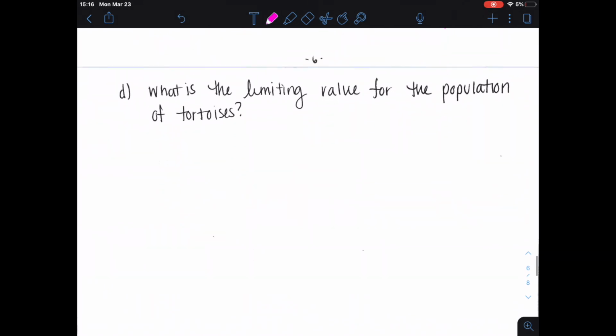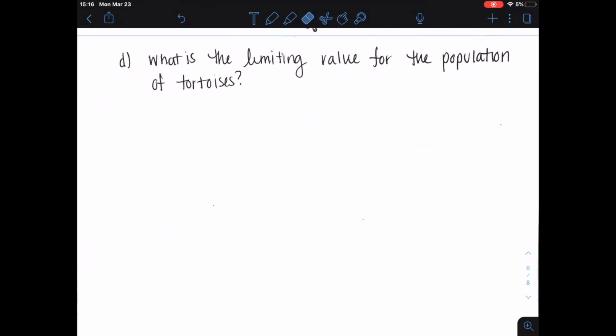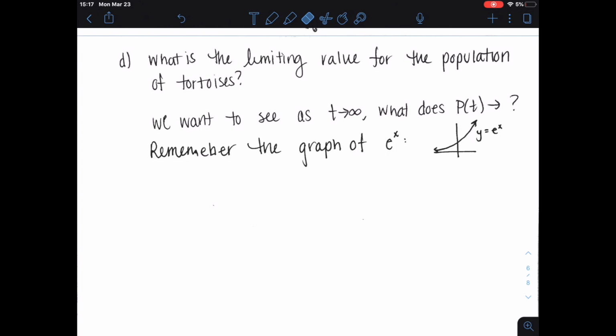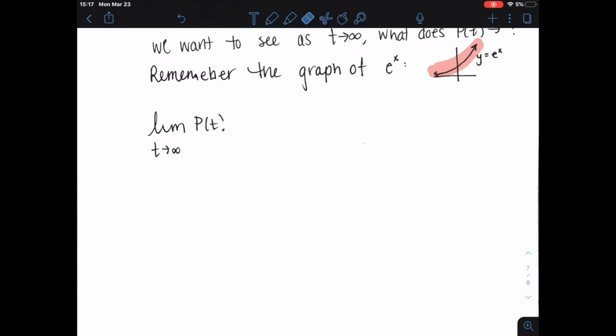So the last thing we want to do is find the limiting value for the population of tortoises. So what that means is we want to see, as the time goes on forever, what does the population tend to? So what is it going to cap out at? To do this, you want to remember what the graph of e to the x looks like. So we're going to let t go to infinity. So we need to take the limit as t goes to infinity of the population function, which is 3,000 over 20 plus 130 e to the negative 0.214t.